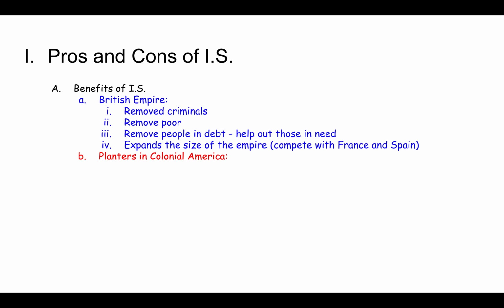So what was the benefit of indentured servitude for planters in colonial America? These planters are the people that own the land, were planting the crops. Lowercase Roman numeral 1, free labor for harsh work. So the labor was cheap labor for harsh work. They did have to pay for the freedom dues and pay for passage over, boarding, lodging, etc. But cheap labor for harsh work.